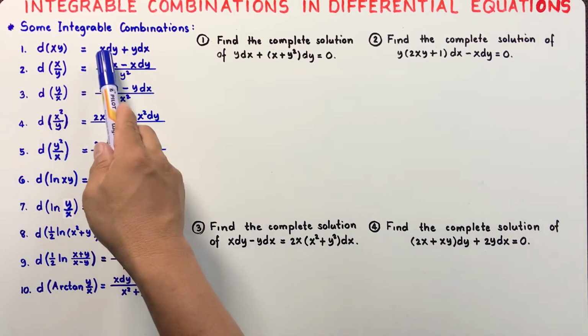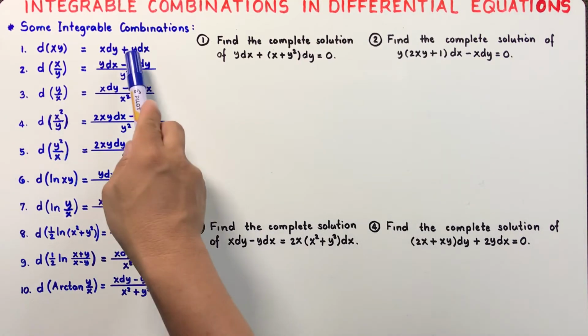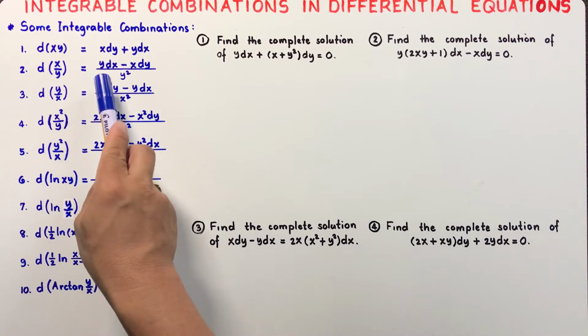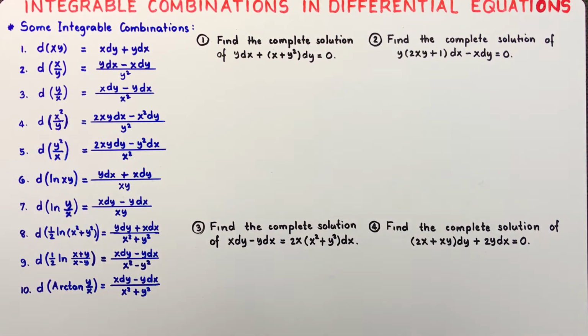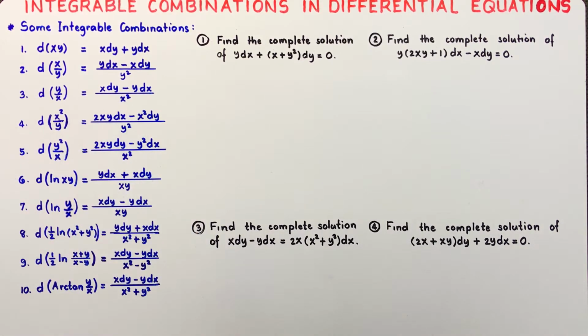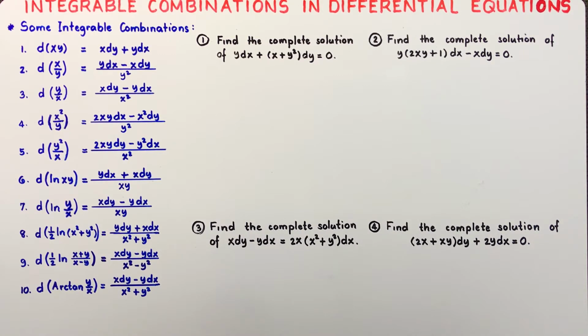Number 1, x dy plus y dx is the derivative of the product of x and y implicitly. And number 2, we have y dx minus x dy divided by y squared, which is the derivative of the quotient x over y implicitly. And also in number 3, we have x dy minus y dx divided by x squared, which is the derivative of the quotient y over x implicitly also.